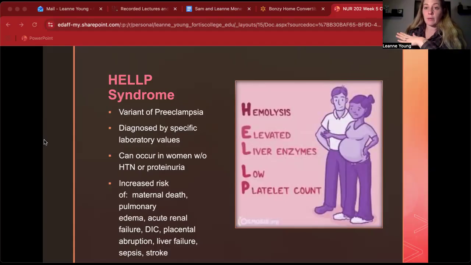So this is a big deal. Okay, we listed all of the big bad scary ones. So hemolysis, they're going to see your elevated liver enzymes and a low platelet count.